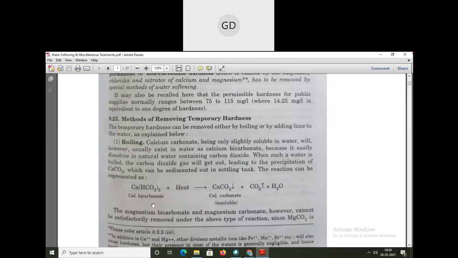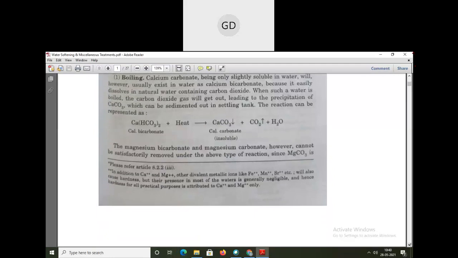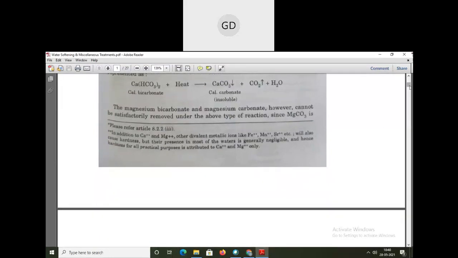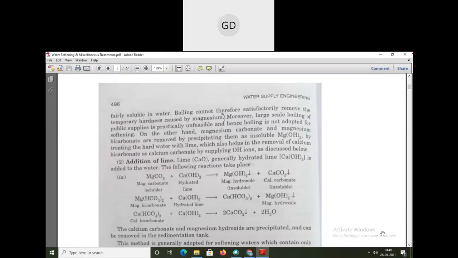The magnesium bicarbonate and magnesium carbonate present in the water cannot be removed by this kind of chemical reaction. Why? Because this magnesium carbonate, MgCO3, is only partly soluble in water, and by boiling you cannot remove the temporary hardness from the magnesium.